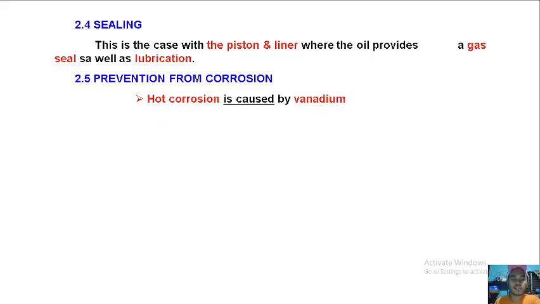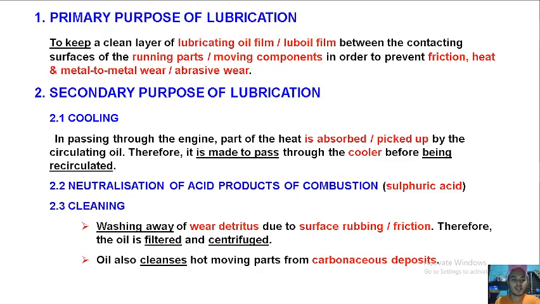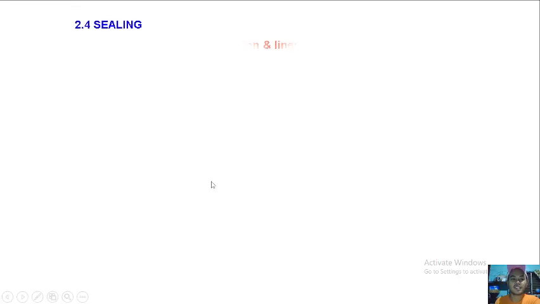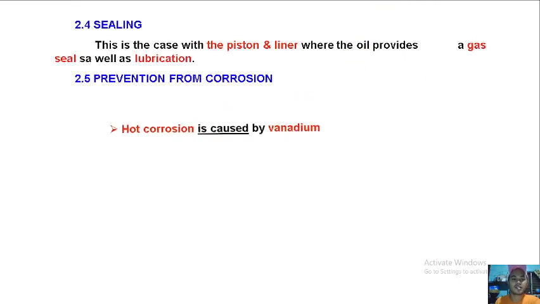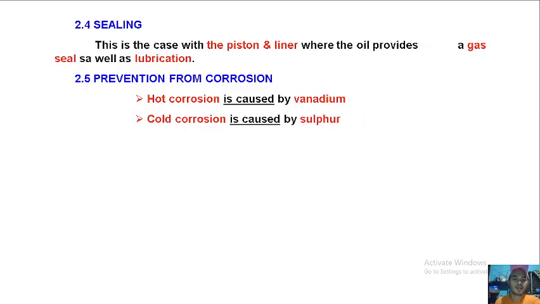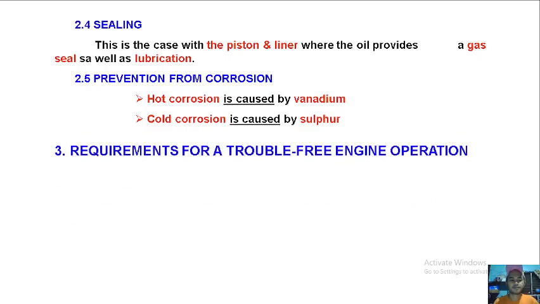Hot corrosion is caused by vanadium in the combustion chamber, and cold corrosion is caused by sulfur. To prevent corrosion, as we can see in the neutralization of acid, if it neutralizes the acid, it also prevents corrosion in the piston part or the combustion part of the engine, up to the exhaust valves, the turbocharger, and up to the funnel.